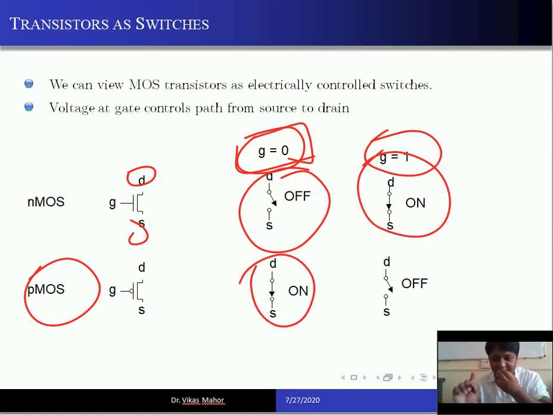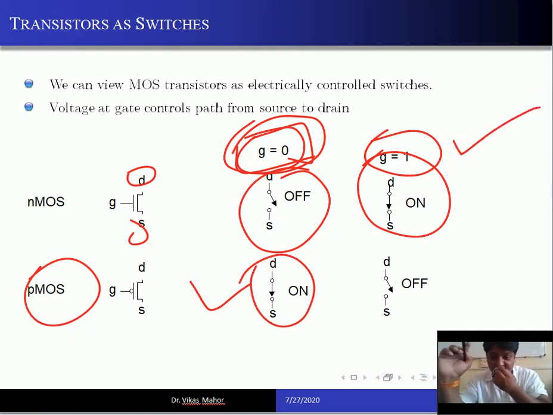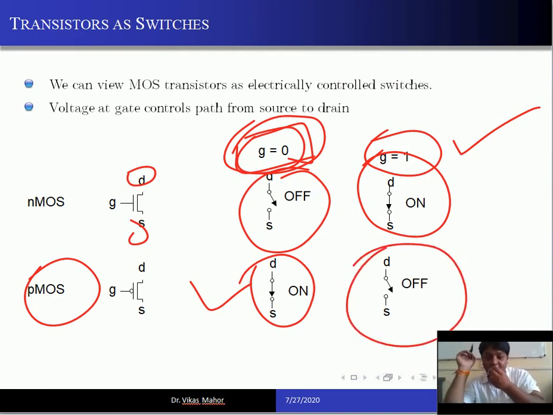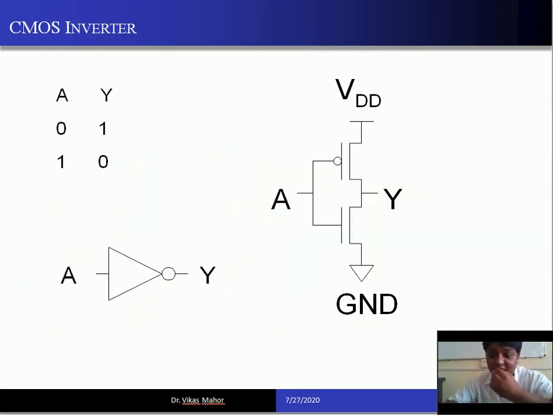So you just simply remember something like this: when you apply a gate voltage equal to 0, the PMOS will become on, and when you apply a higher, positive gate voltage, your PMOS will become off. And on this principle, the CMOS inverter is made. This is what we have already done in lab. I'll just revisit it. So how do you make an inverter?